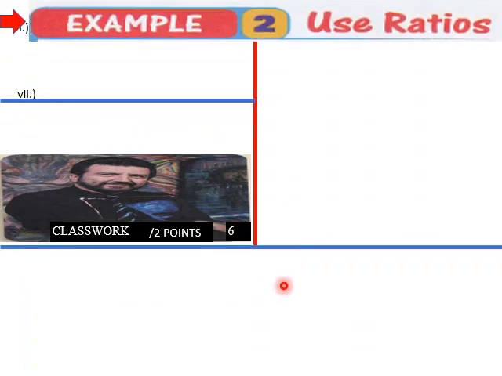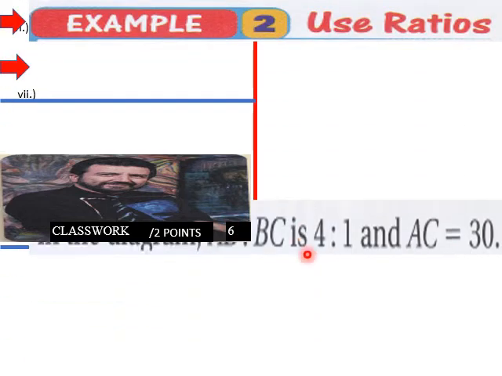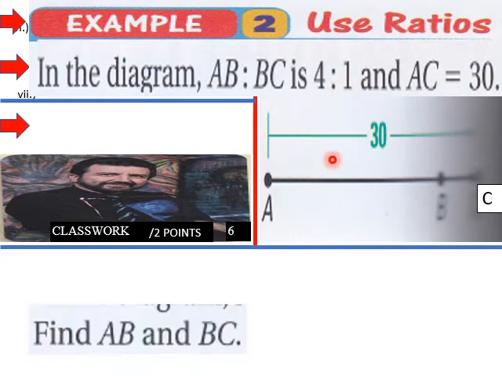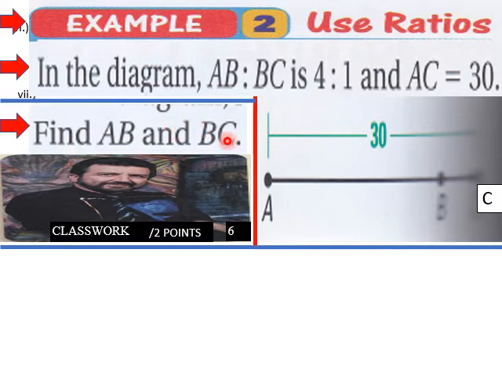Page 6 of our classwork. Example: use ratios. In a diagram here, A, B, and C, and this is 30 units here from A to C. AB to BC is 4 to 1, and AC is 30 feet. So we got a 30-foot total here, and we have a 4 to 1 ratio from here to here. So find AB and BC.